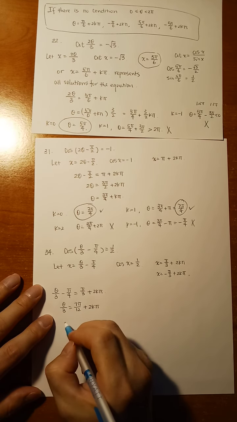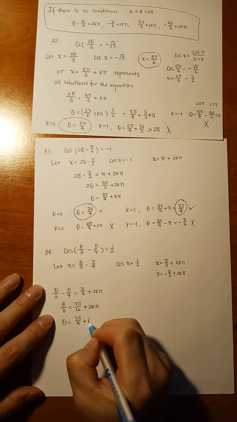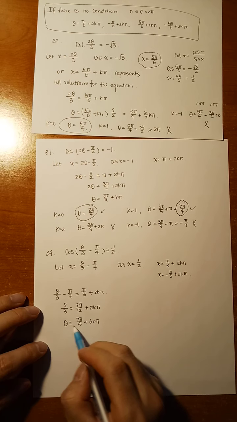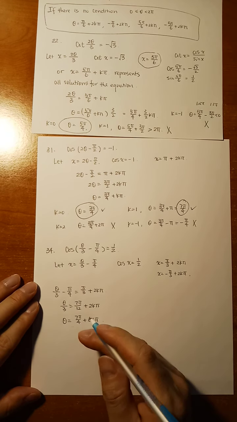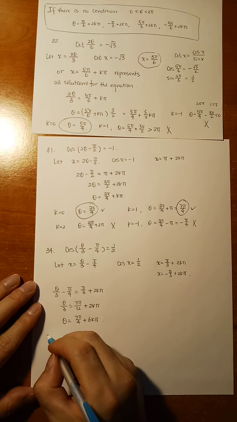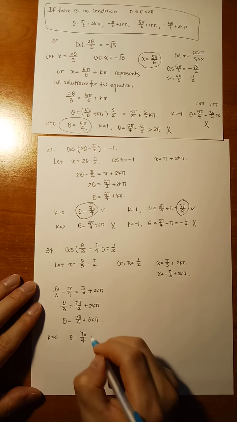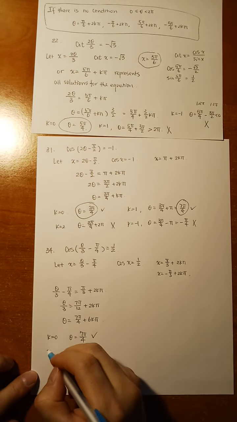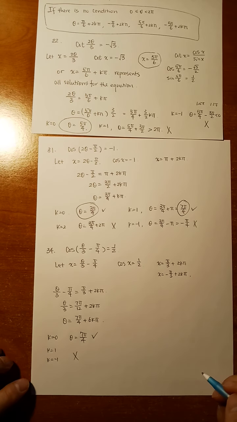You multiply it by 3, you get theta is 7 pi over 4 plus 6k pi. You can see that when k is 0, it's inside the range 0 to 2 pi. When k is greater than 1 or less than 1, they are not inside. So k equal to 0, theta is 7 pi over 4. It's good. Other answers are not good. Okay? K equal to 1, k equal to -1, they are bad.